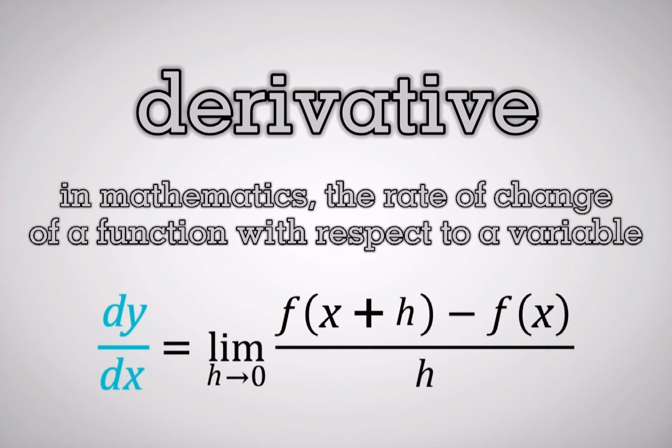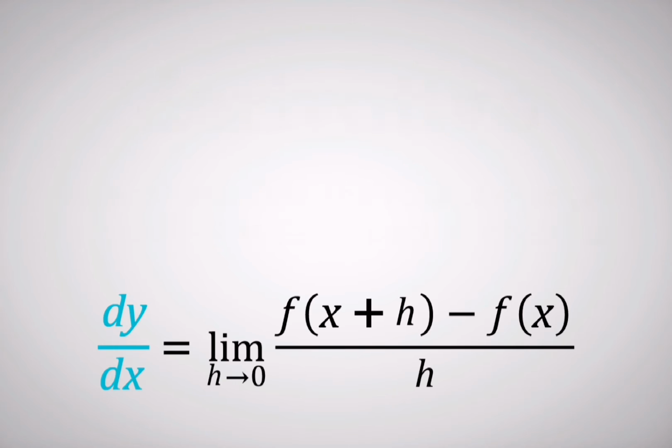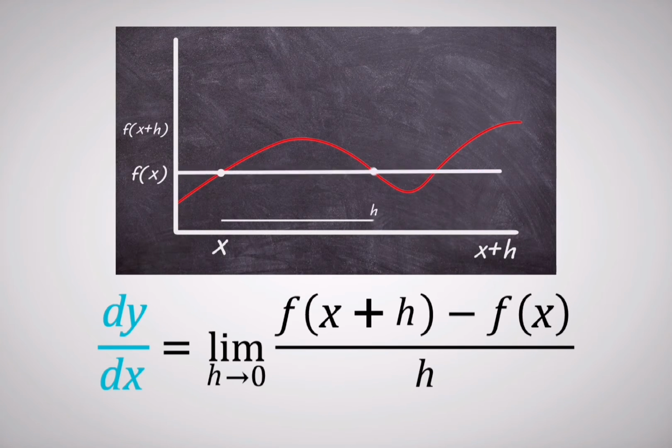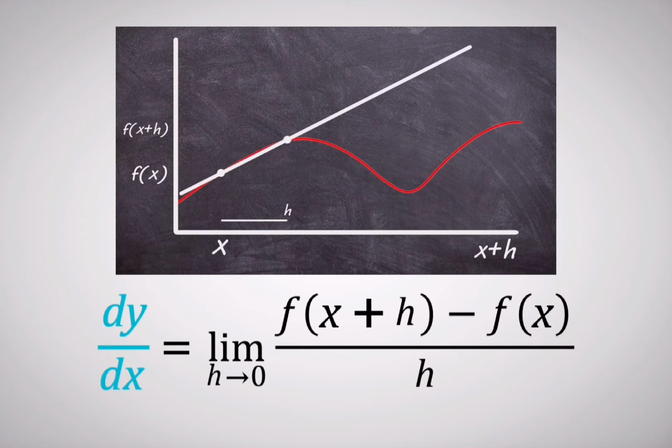This is just the formula to find the average rate of change, or slope, between 2 points that are infinitely close together. The denominator could be written as x plus h minus x, but the x's cancel, leaving us with just h. This animation shows the slope between points x and x plus h as h approaches 0.